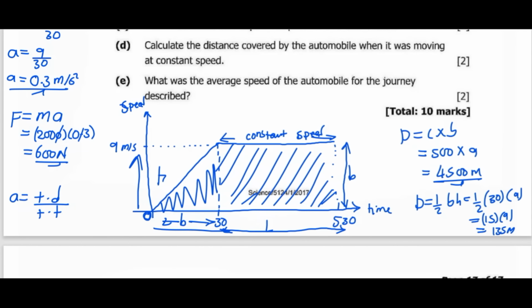So the total distance is now 4,500 plus 135. So I'm getting my total distance as 4,635 over the total time taken, which is 530. So divided by 530, I'm getting 8.7 meters per second. So this is what I can share with you for this question.